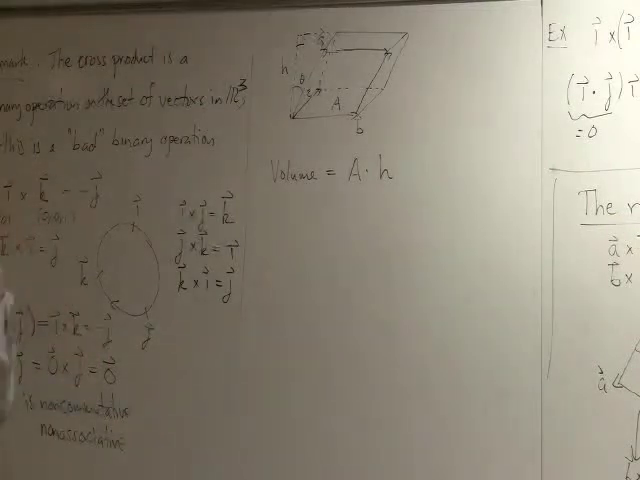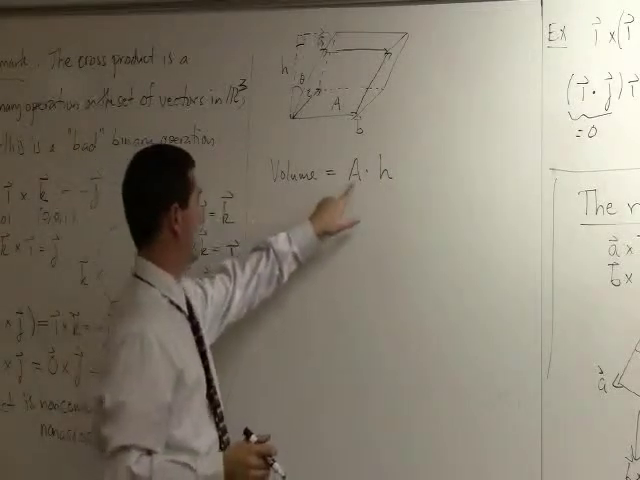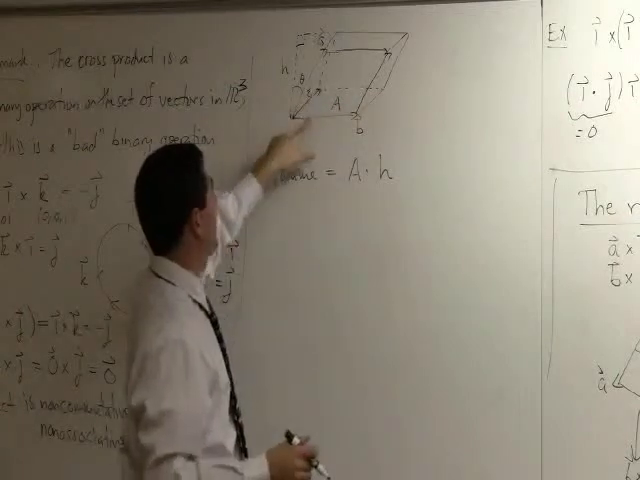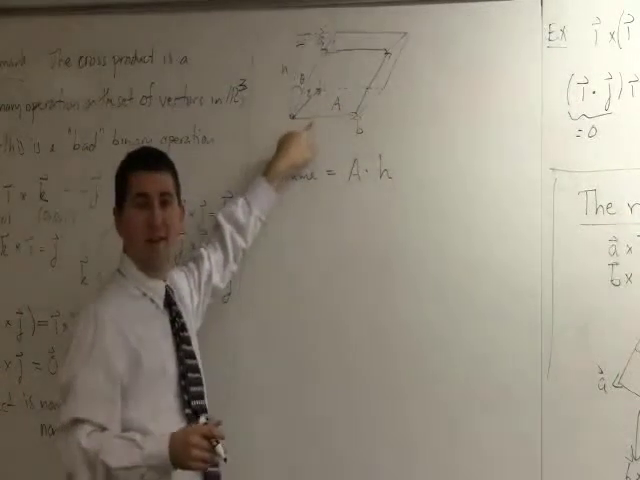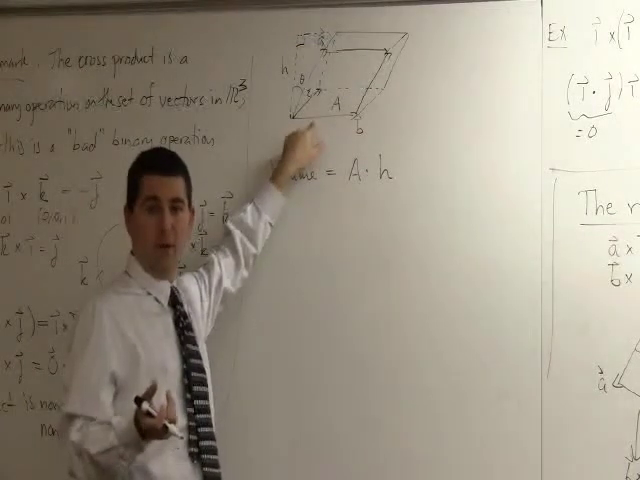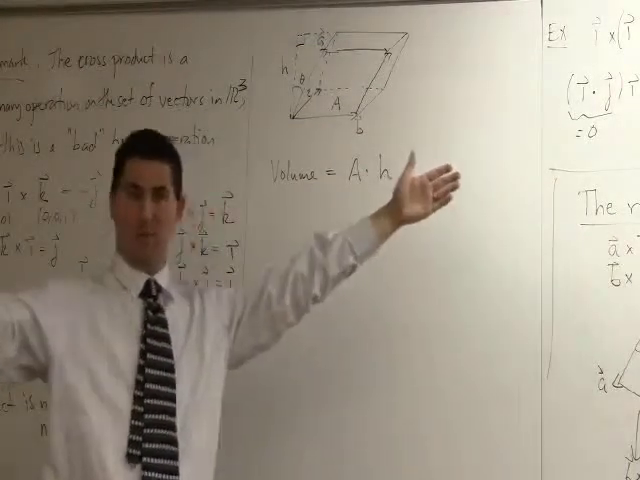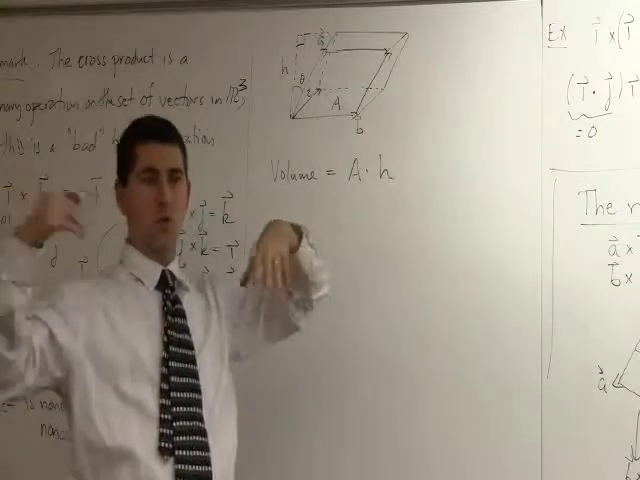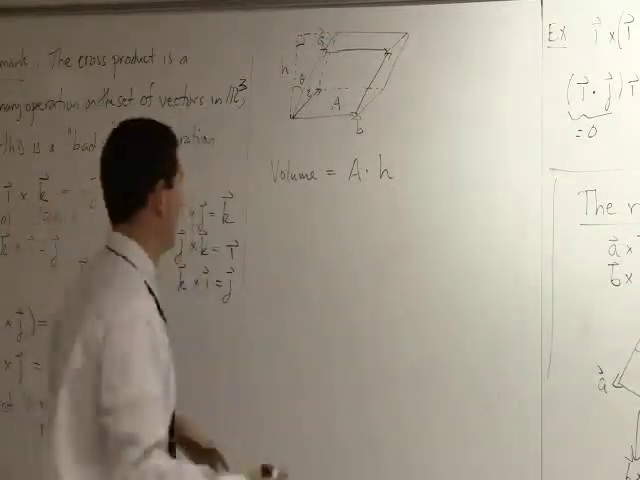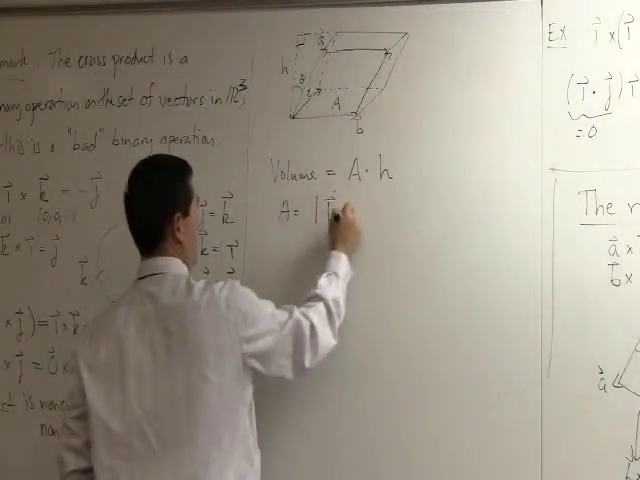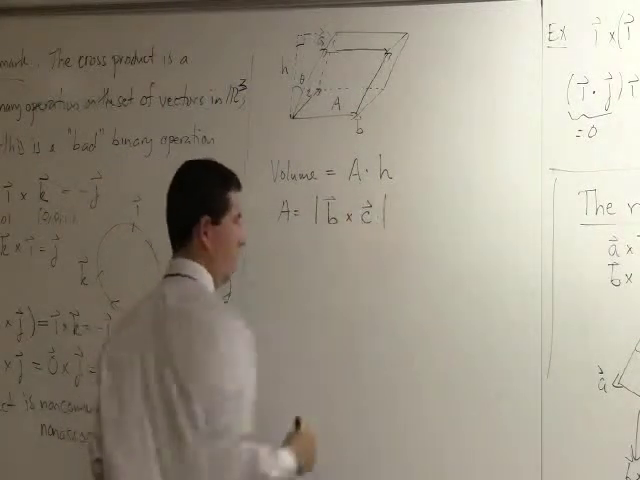Okay, so we just need to compute those things. So A, well, that's just the area of a parallelogram. We know how to compute that now. The area of a parallelogram that's given by two vectors, B and C, is just the norm of the cross product. So A is just the norm of B cross C.